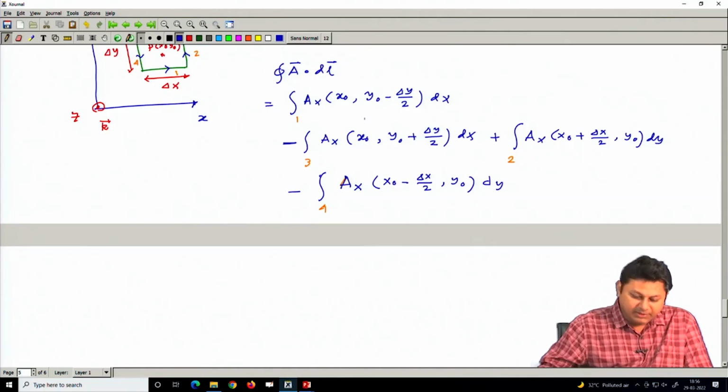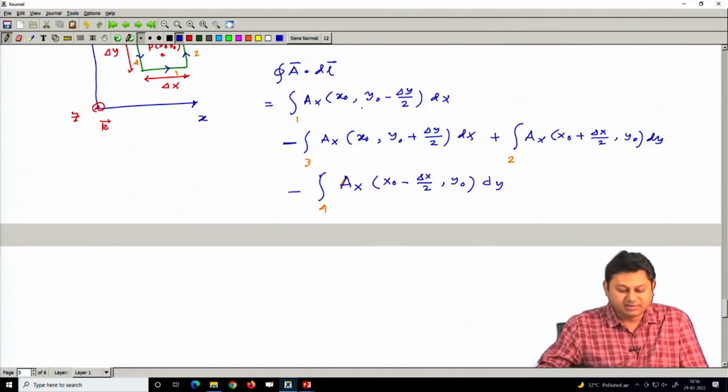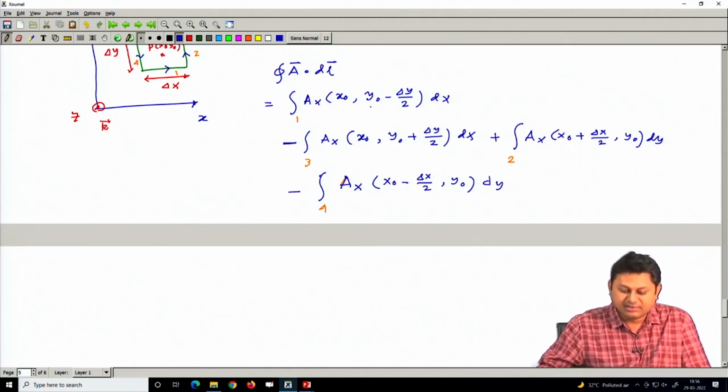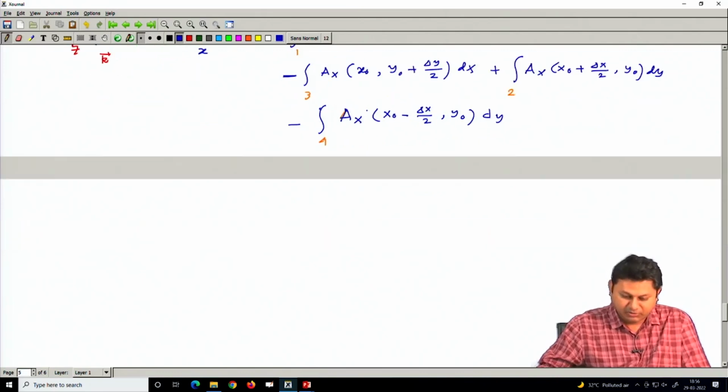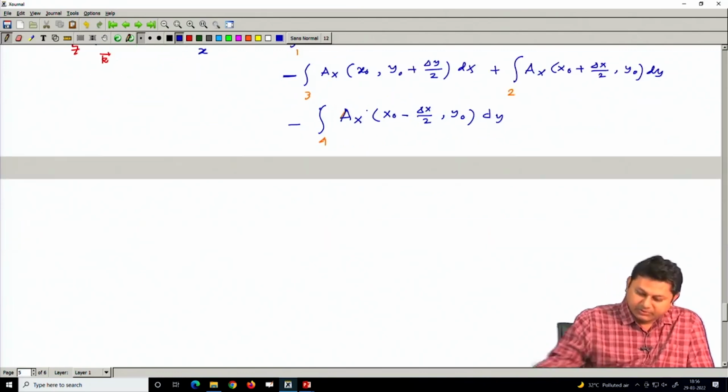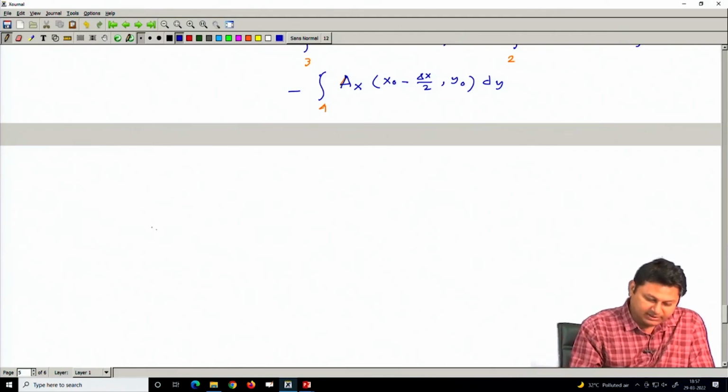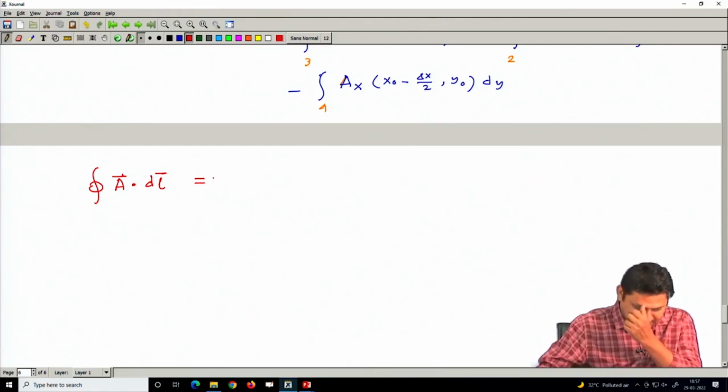Now, in a similar way to the previous case, we expand this as a Taylor series. I already did it, so I am not going to do that once again. We will get simply this quantity. On the left hand side you are calculating the closed line integral of A dot dl, and what you are getting on the right hand side is this.